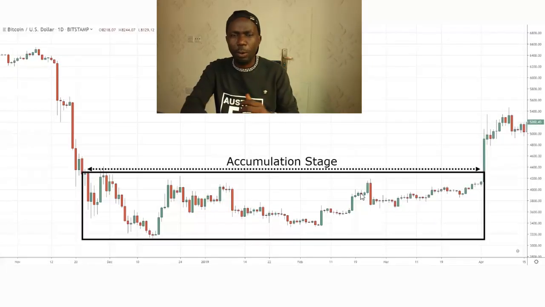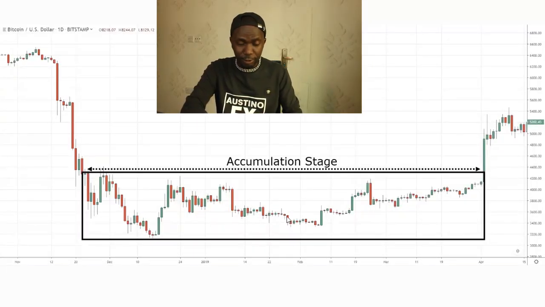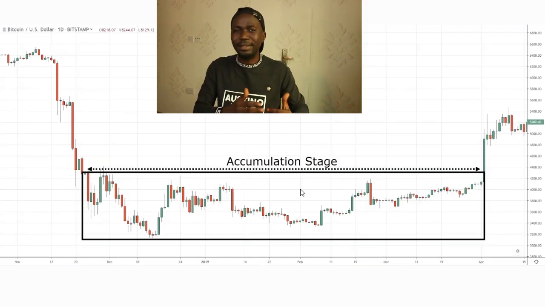The first stage we have is the accumulation stage. The first stage of the market structure is what we call the accumulation stage. If you look straight on the screen, you will see what we call the accumulation stage. Accumulation stage is when there is a range after a downtrend, after a decline. When there is a range, that's what we call the accumulation stage. So accumulation stage is when there is a consolidation in the market after a very powerful downtrend.